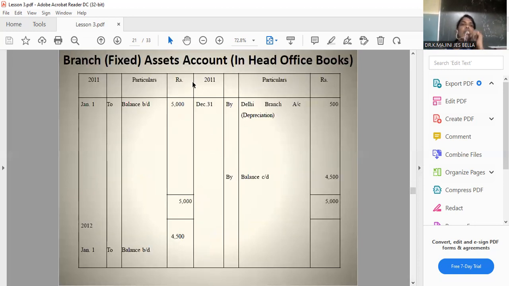Okay. So then we'll move to the branch fixed asset account in head office books. You should put 3 columns on the debit side and 3 columns on the credit side.